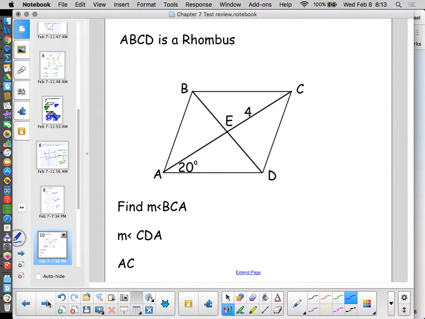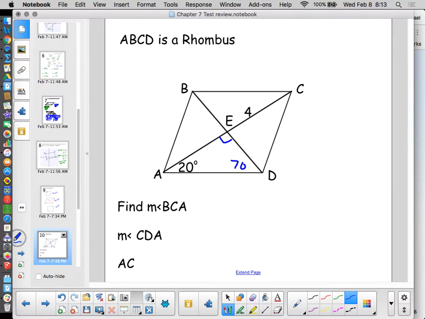All right, ABCD is a rhombus. So now we know the diagonals do what? The diagonals bisect not just each other, but also the angles. And the diagonals are perpendicular. So I know these are right angles. So if this is 20 and this is 90, this has to be 70.